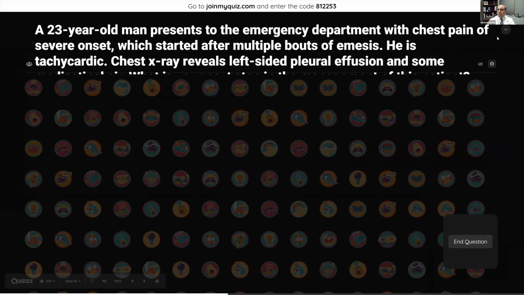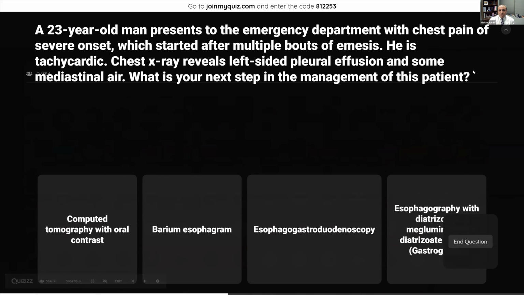And you'll see this come up on your laptops and your smartphones as well, and we'll have this show up on the screen here too. So here's the first question. You have a 23-year-old man who presents to the emergency department with chest pain of severe onset, which started after multiple bouts of emesis. He is tachycardic. Chest X-ray reveals left-sided pleural effusion and some mediastinal air. What is your next step in the management of this patient? CT with oral contrast, barium esophagram, EGD, or basically a gastrografin swallow. We'll give about 20 seconds for folks to read that over and answer the question.